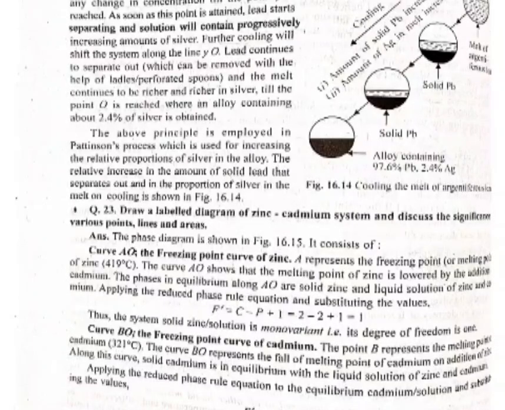The above principle is employed in the Pattinson process, which is used for increasing the relative proportion of silver in the lead. The relative increase in the amount of silver in the melt occurs as the solid lead separates on cooling down.